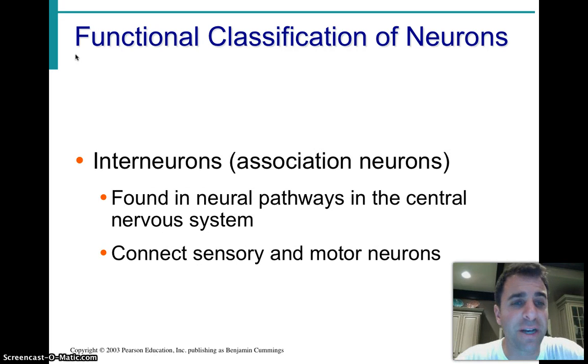And then the last one that we have to talk about are interneurons. These are only found in the central nervous system, and they connect sensory and motor neurons. In the central nervous system, there are no sensory neurons, there are no motor neurons. You only find interneurons. Sensory and motor are found in the PNS.